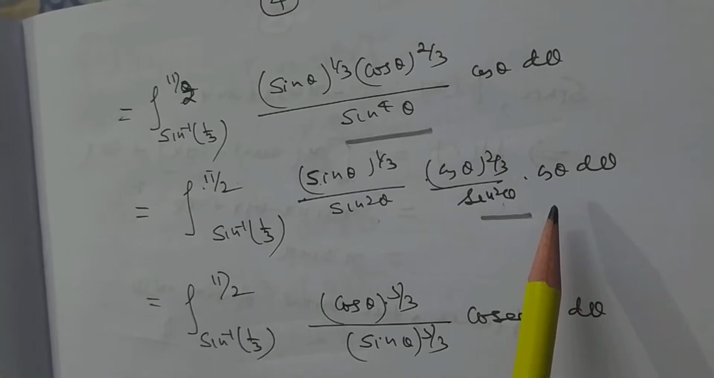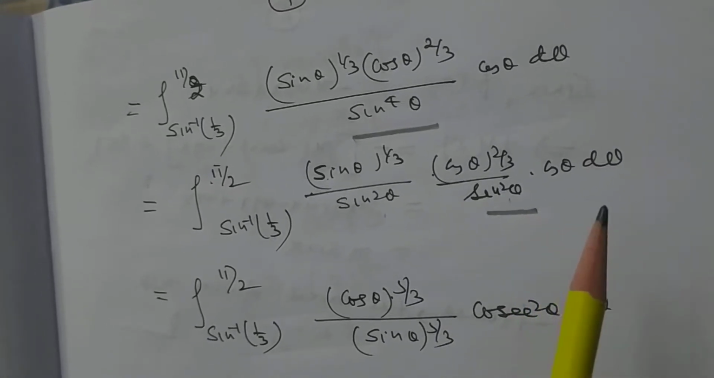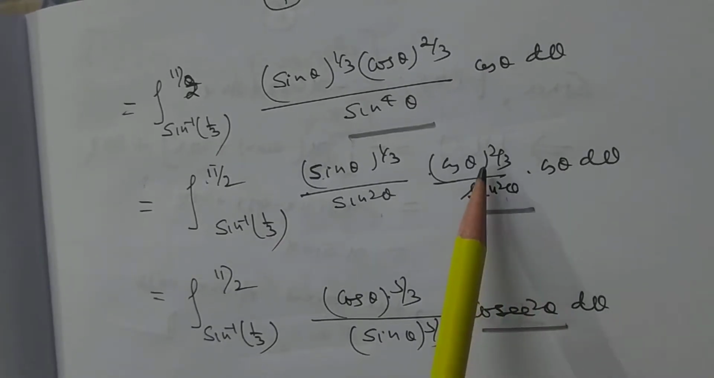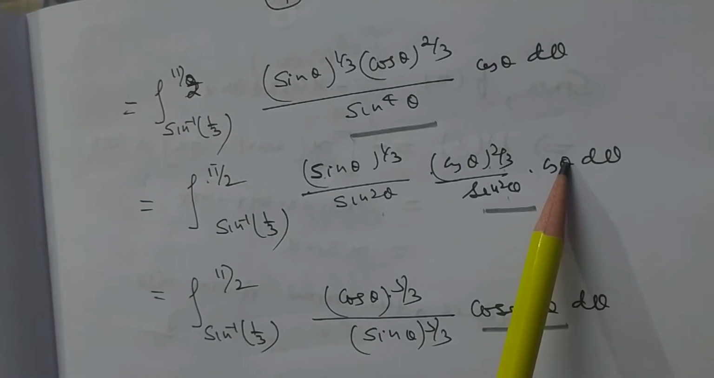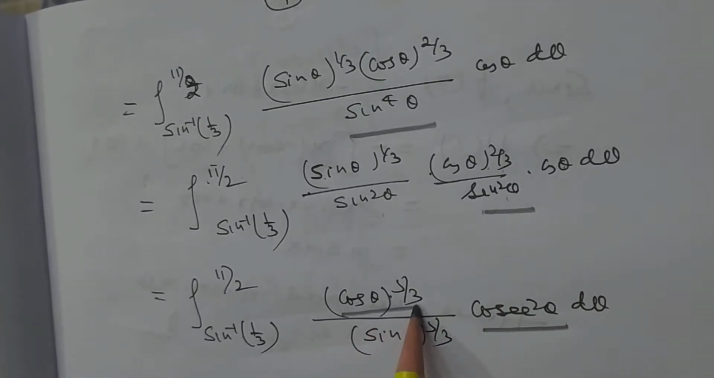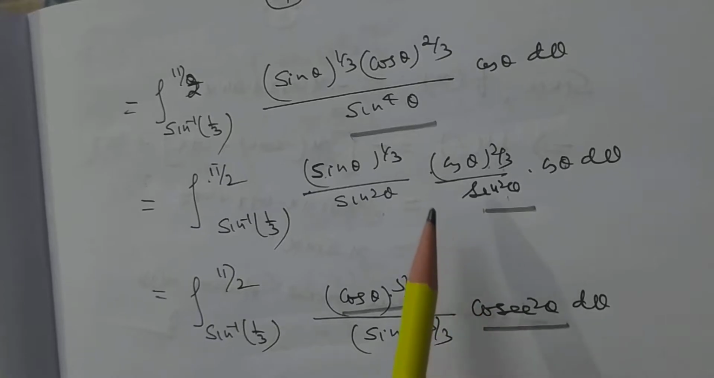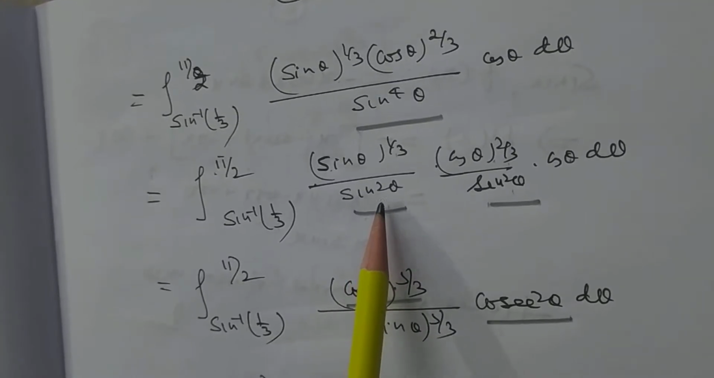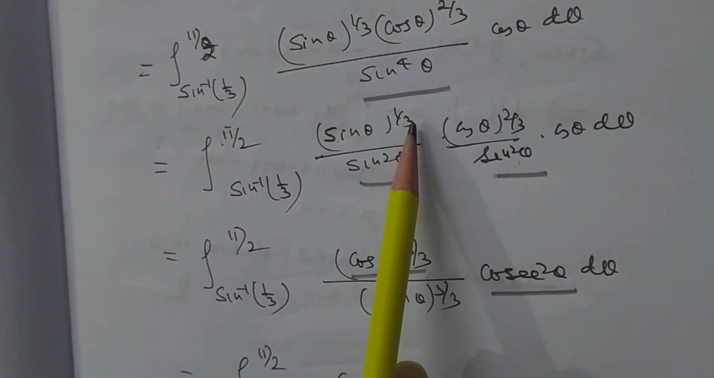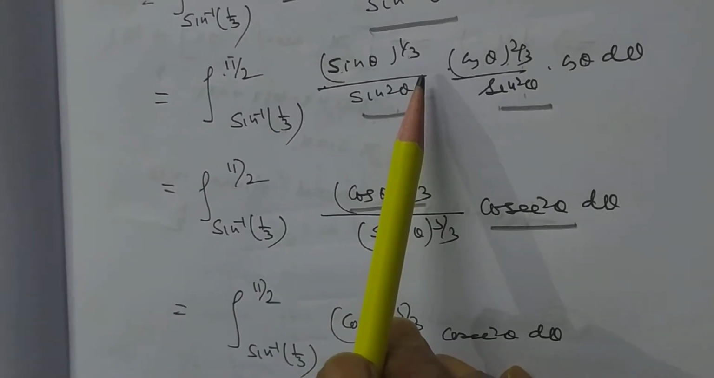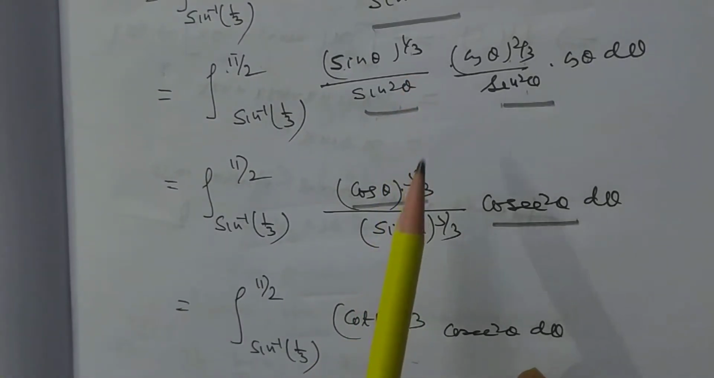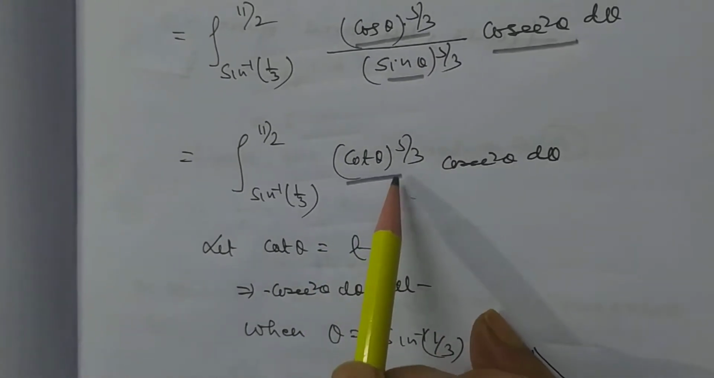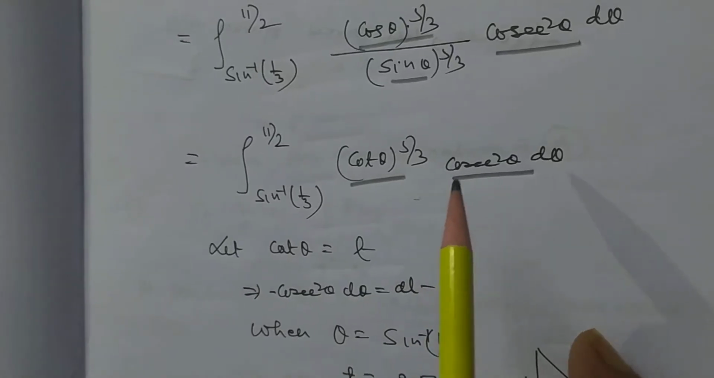So now, my dear student, what do you observe? We observe that 1 by sin square theta is equal to cosec square theta, and cos to the power 2 by 3 and cos into cos theta is cos theta whole to the power 5 by 3, and sin square theta, and here is 1 by 3. So 1 minus 1 by 3 minus 2, that is minus 5 by 3, and making it positive, it will be sin theta whole to the power 5 by 3. Cot theta whole to the power 5 by 3, cosec square theta d theta.